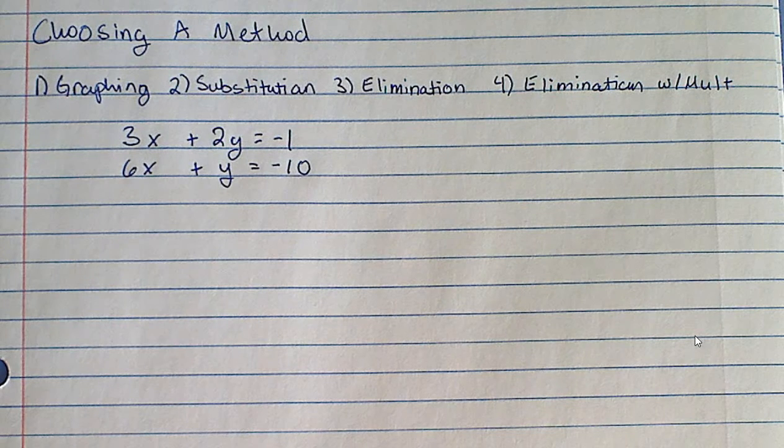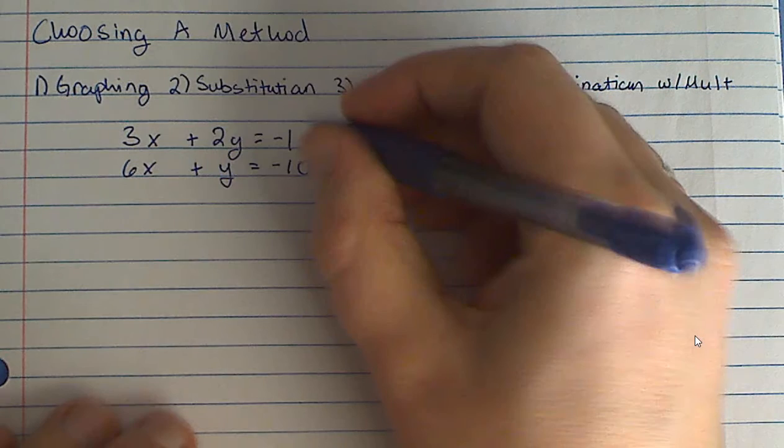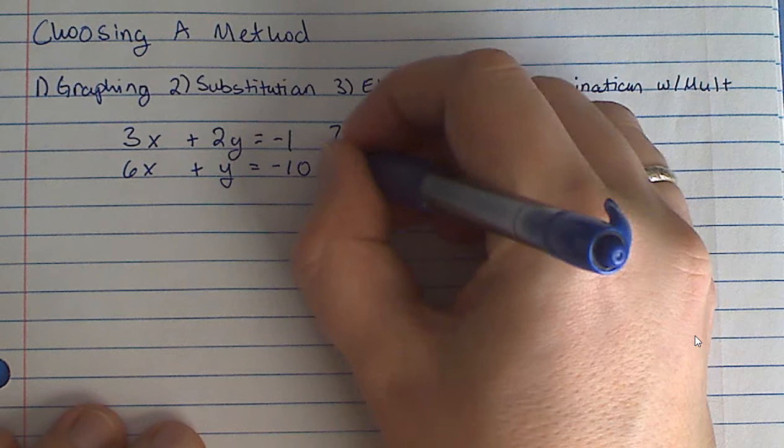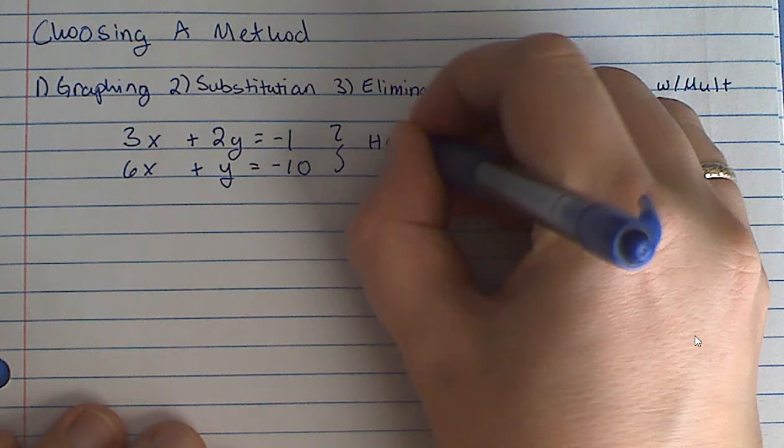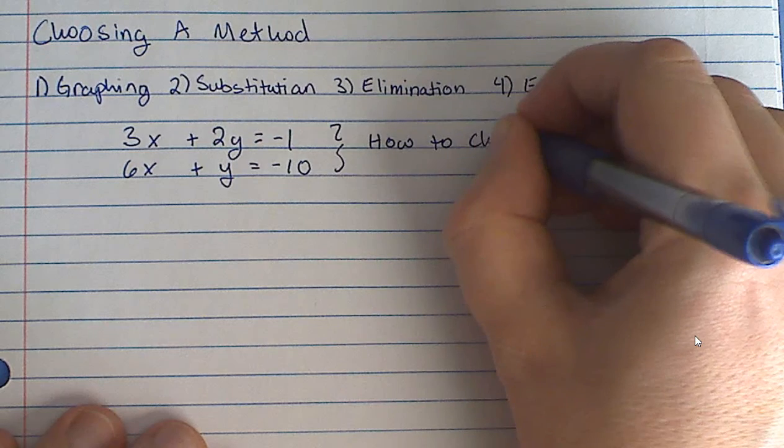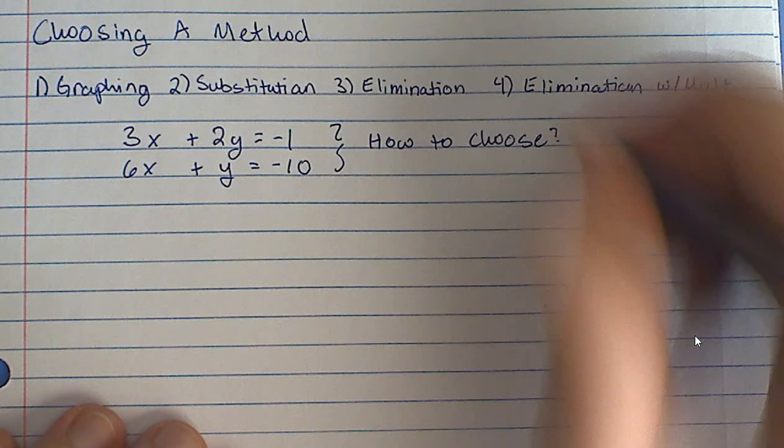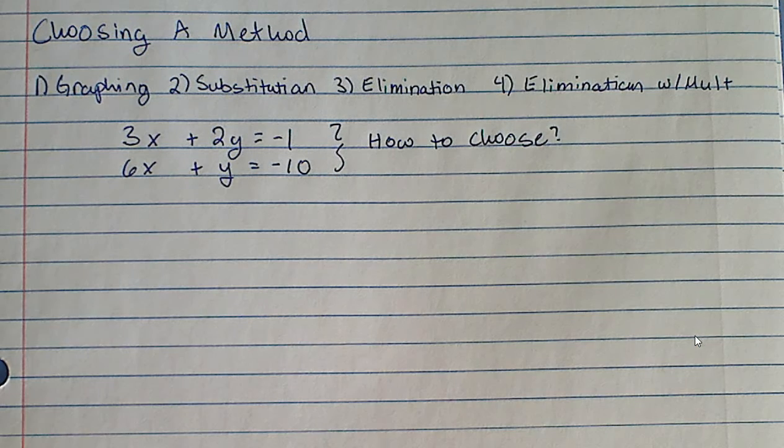All right. So if you have to choose a method for this, how to choose? Stop whispering, please. All right, so how to choose.